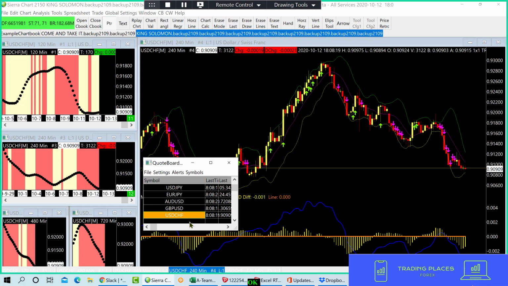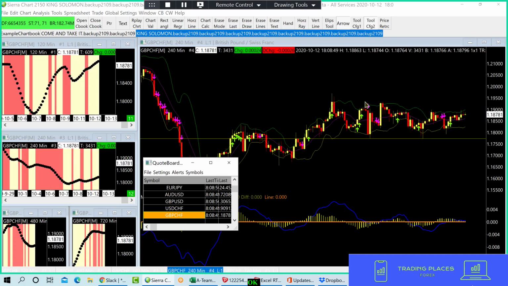Dollar Swiss. This is definitely coming in a downward trend. It's got some peaks and valleys, good support and resistance. Right now it's hitting a support line, but I think it's definitely going to go down, and it's probably going to run. Dollar Swiss is a pretty good pair. I think it's going to run.